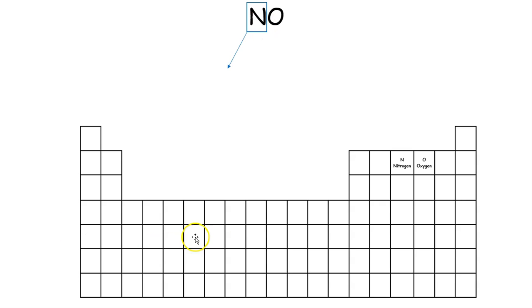And what we want to do is we want to look at our periodic table and we see the uppercase N is the symbol for nitrogen. So I'm going to write nitrogen. Then we notice there's another uppercase, and that's an O. So we look at the periodic table for O, and we see that the uppercase O represents oxygen. So I'm going to write oxygen here.